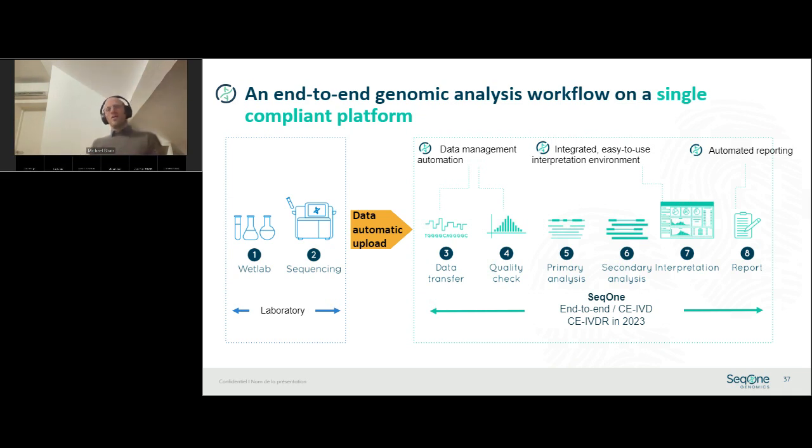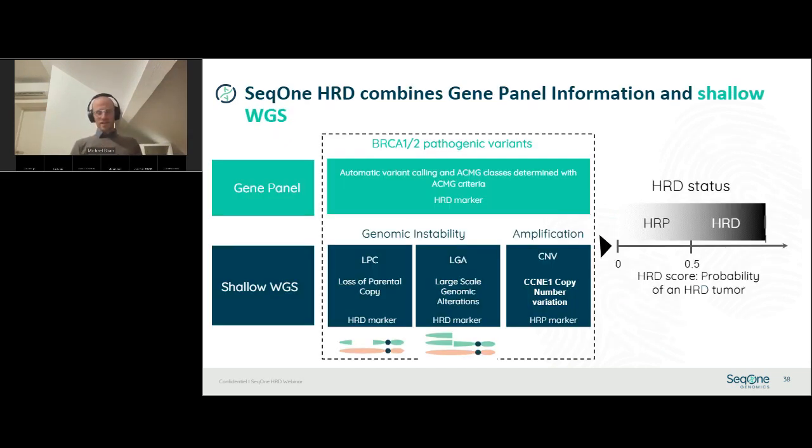So what's in the SeqOne HRD test? As I mentioned before, to build an HRD test, we use two assays. We use a gene panel to call the BRCA1 and BRCA2 pathogenic mutations. We have an automatic procedure for variant calling in BRCA1 and BRCA2, and then to determine the pathogenicity according to ACMG criteria. And the clinical validation, which I'm going to present, has been done using the gene panel from Agilent.